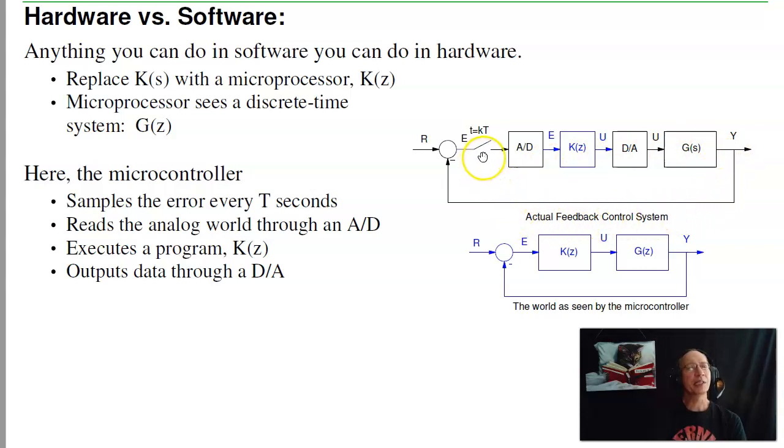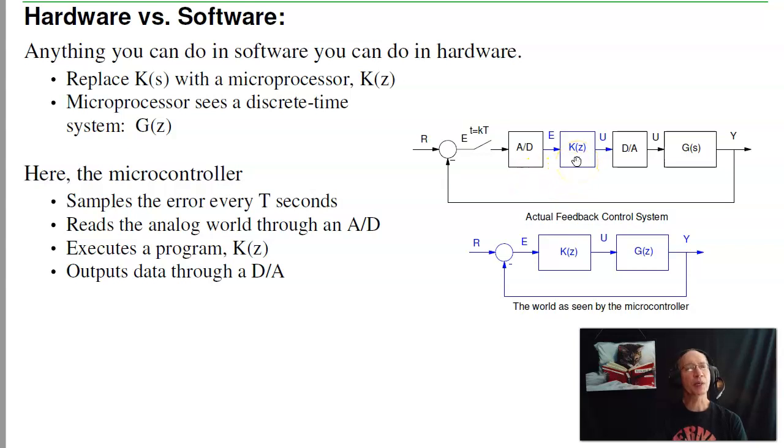I sample the input every T seconds. The A to D converter converts that to a digital number the microprocessor can read. You then do some number crunching, take the results, spit it out to a D to A converter, and that's the analog U. That drives the plant, which then changes the output, take the difference, next sample, repeat.